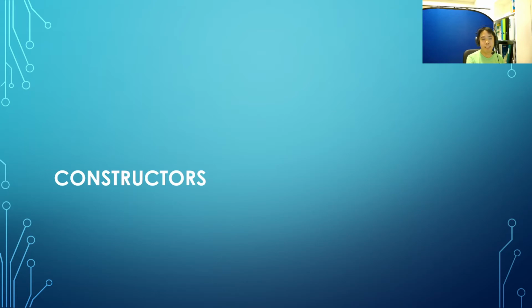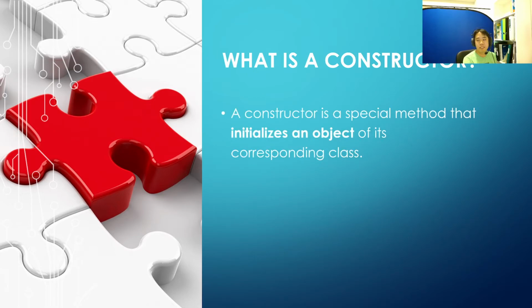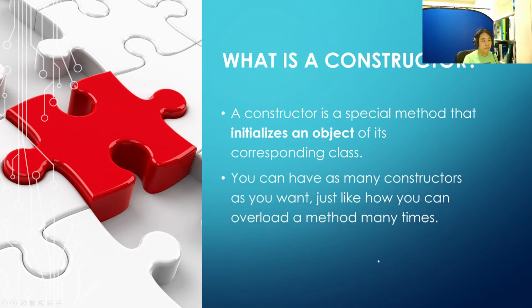So we have seen constructors before, but what exactly is it? A constructor is a very special method in the class that initializes an object. Basically, you're setting the values of the new object when a constructor is run. You can have as many constructors as you like, just like any other method. And if you have multiple methods of the same name, that's called overloading.